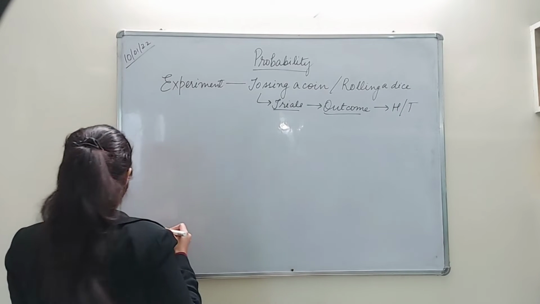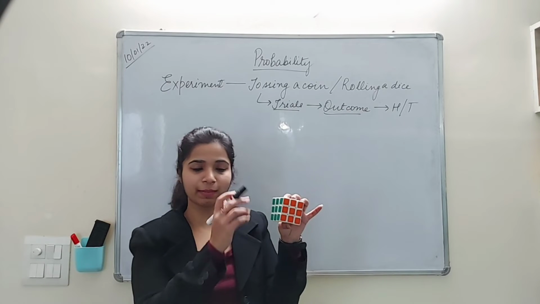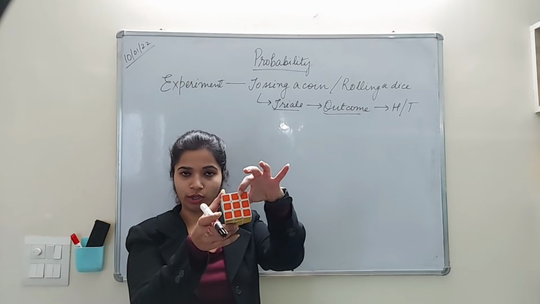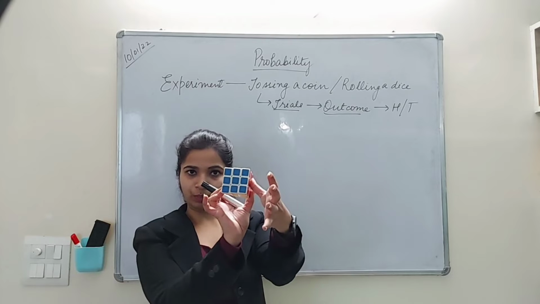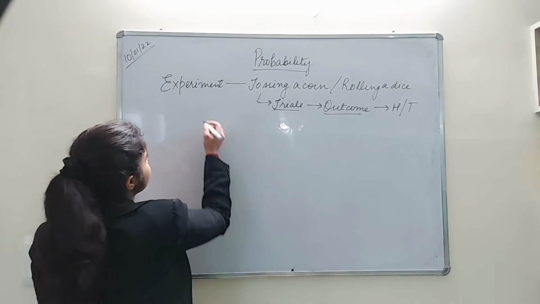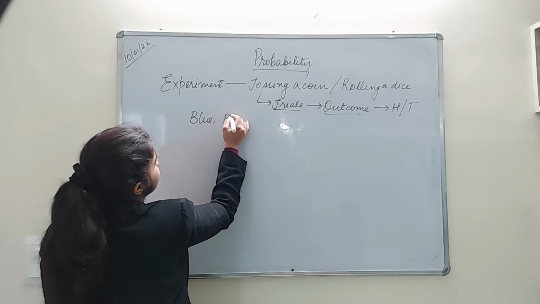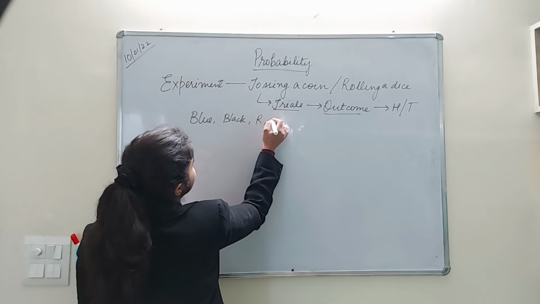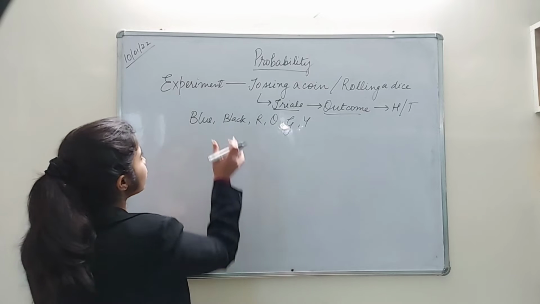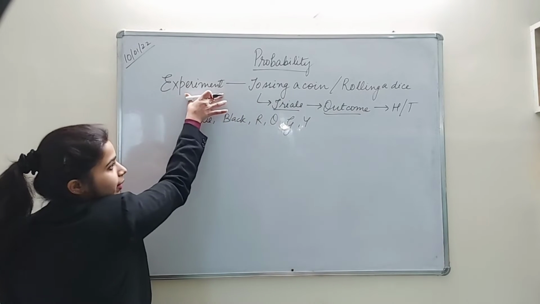Let's just take another example. Suppose we have this Rubik's Cube. We can see that there are 6 faces and they are painted. So we have black, red, yellow, orange, green and blue. So if we roll a Rubik's Cube, what can be the possible outcomes? We can either have blue face, black, red, orange, green or yellow. Fine. So each trial gives us an outcome for the experiment.